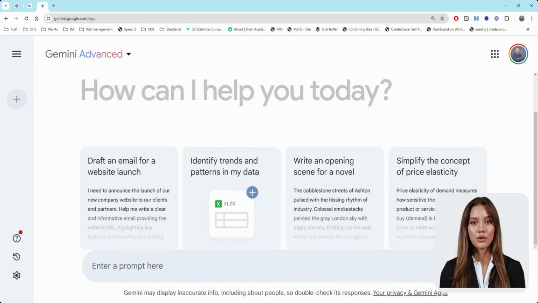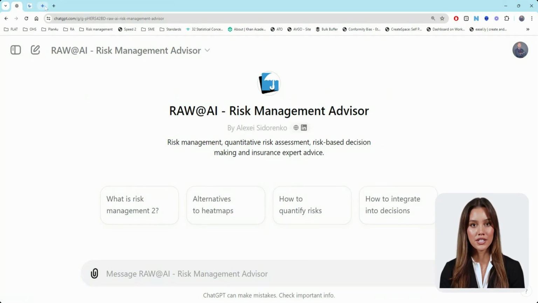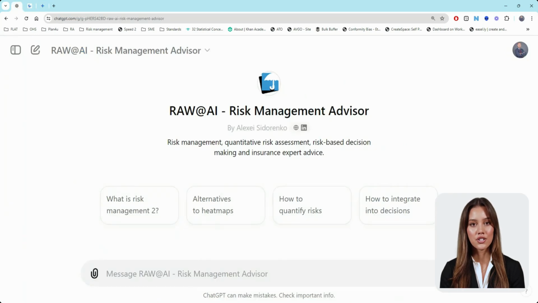And finally, of course, Google's Gemini Advanced also has calculation and text functionality. For this task, I'm going to use the GPT inside OpenAI because it has quantitative calculation capabilities, and I'll use Gemini for some validation and double checking.